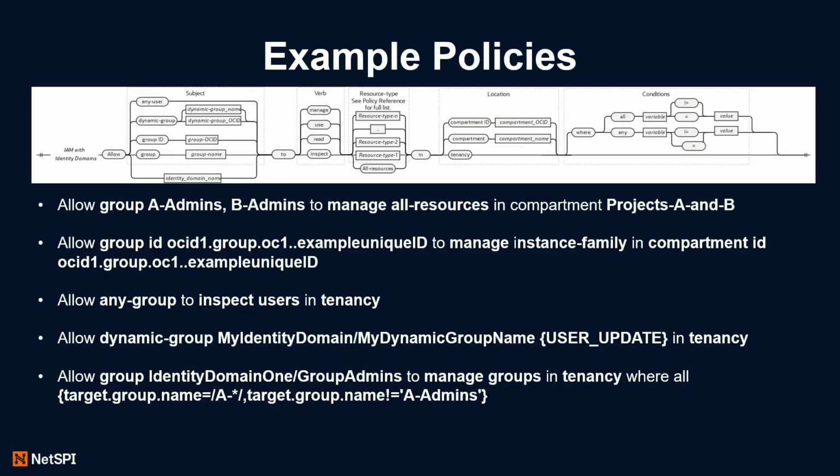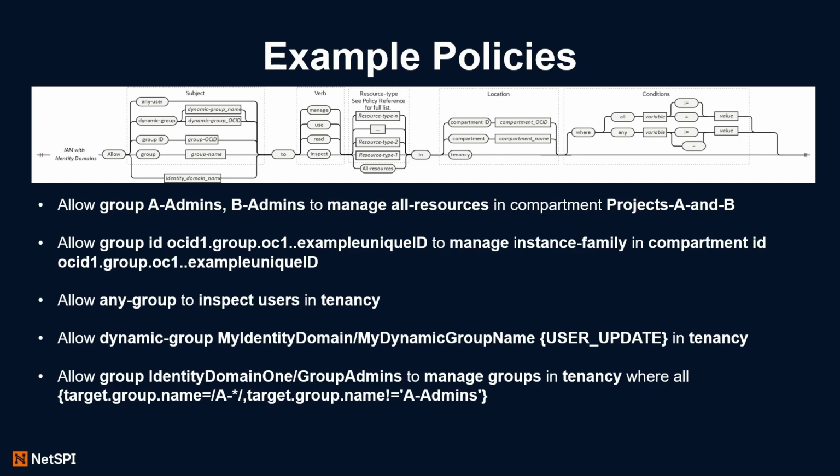I've already mentioned a lot of these throughout this talk, but this gives you some examples of them. You can specify multiple groups if you want, like allow group A and B to manage all resources in compartment projects A and B. You can do the ID, so remember that OCID I referenced at the beginning. You can use an OCID to reference that group. You can do any group, you can do dynamic group. In that dynamic group example, there is an example of using an individual permission as opposed to just a generic verb like manage.